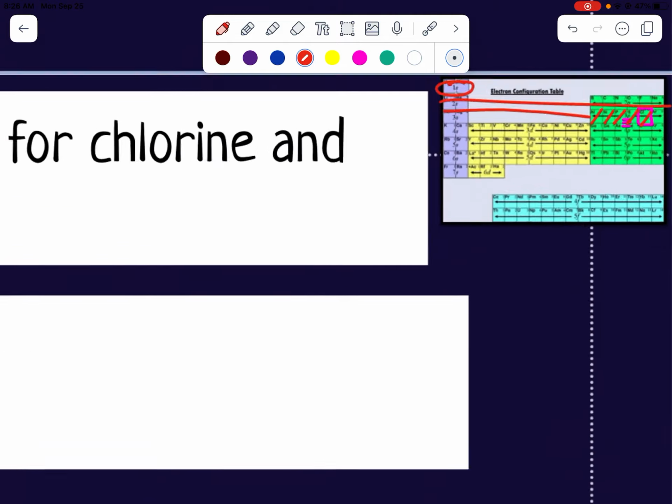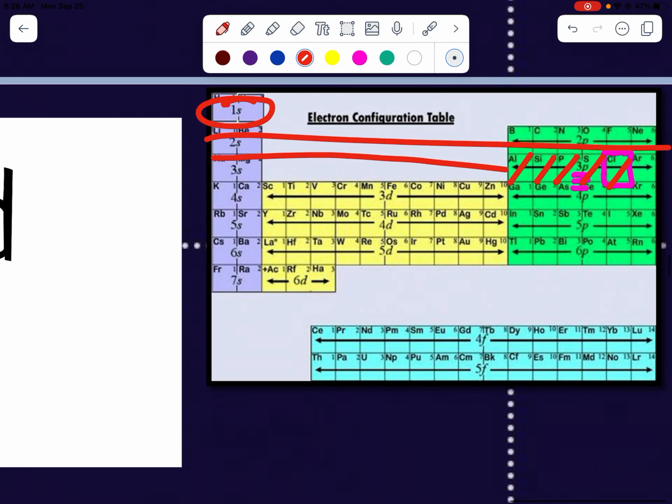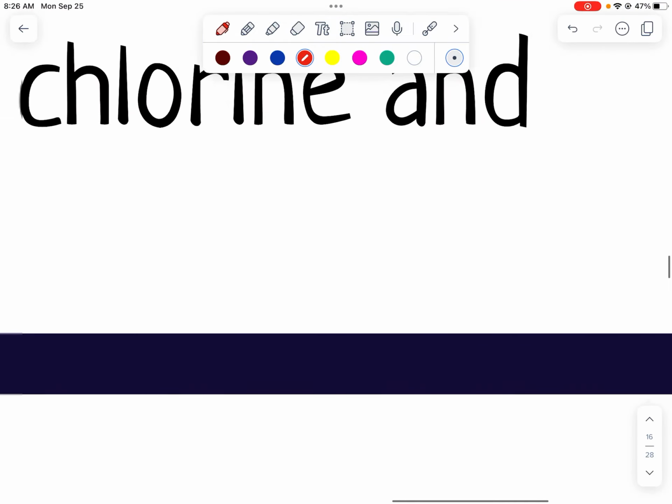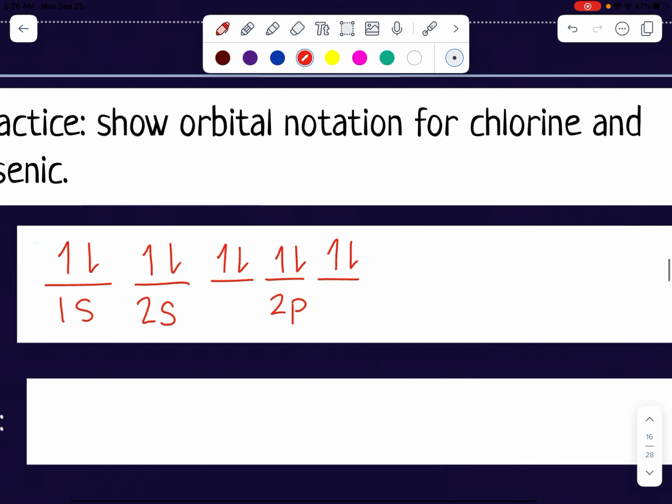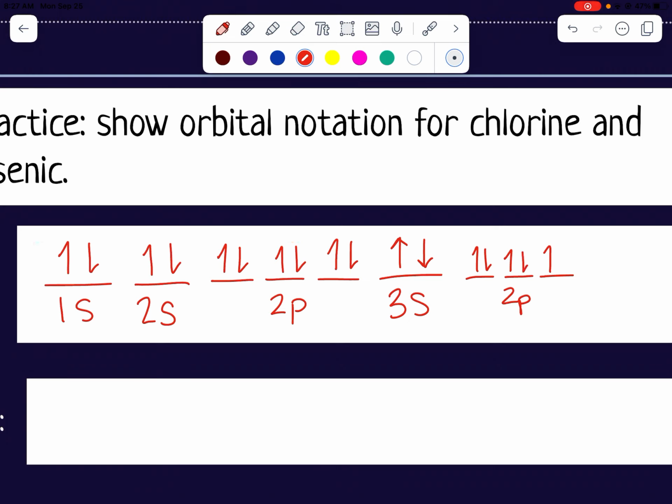My next level, so I've made it all the way through the 2nd row of the periodic table. I'm on the 3rd row now, which is labeled 3s. Just covered it up, 3s. So next up is the blank and 3s, and it's going to be an up arrow and a down arrow. And following the periodic table, the next level is 3p. And that is going to be 5 electrons. Please remember that you fill them up, up, up, and down, down.